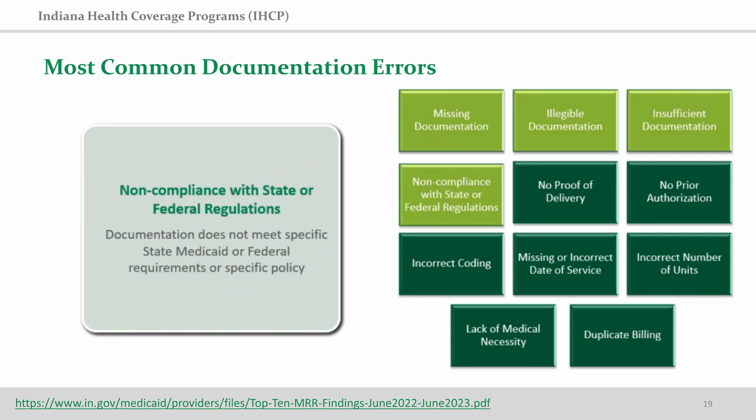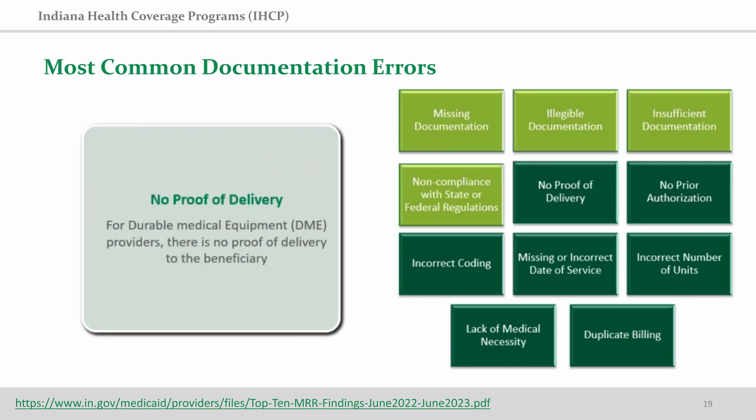No proof of delivery. We see this type of error with durable medical equipment. An example would be oxygen is delivered to a member's home, but there is not a signed delivery slip in the record to confirm that this equipment was received by either the patient or the designee for the patient.